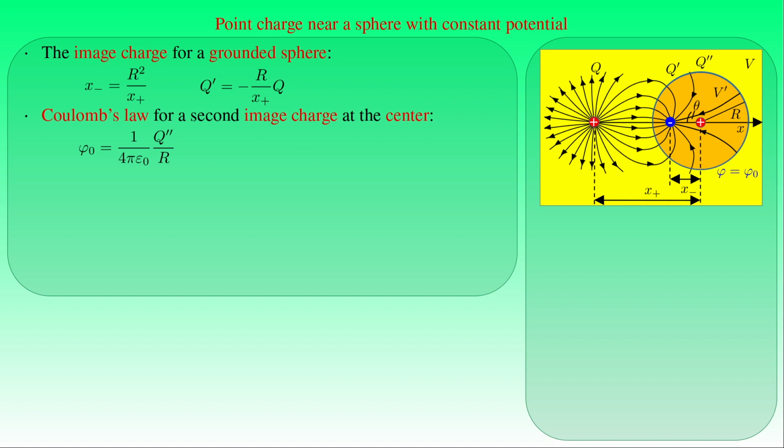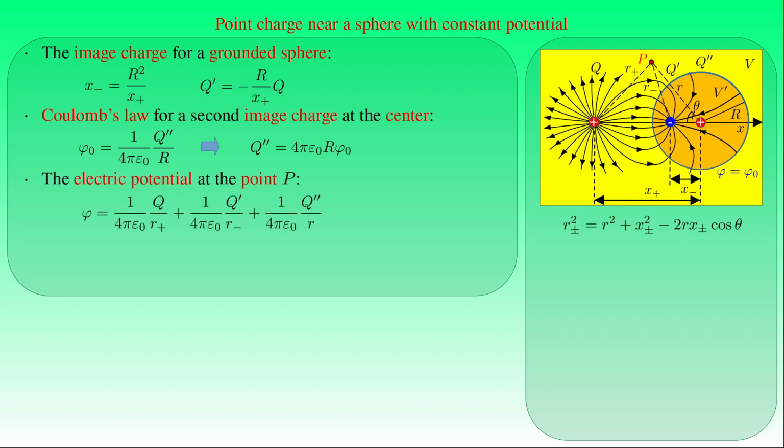Then the image charge q double prime can be written as 4 pi times epsilon naught times the radius capital R times the potential phi naught. The electric potential due to the three point charges is given by the superposition of the Coulomb potentials of the individual charges. As in the previous case, the potential phi at the point P at the distances R sub plus, R sub minus and R from the inducing charge q.